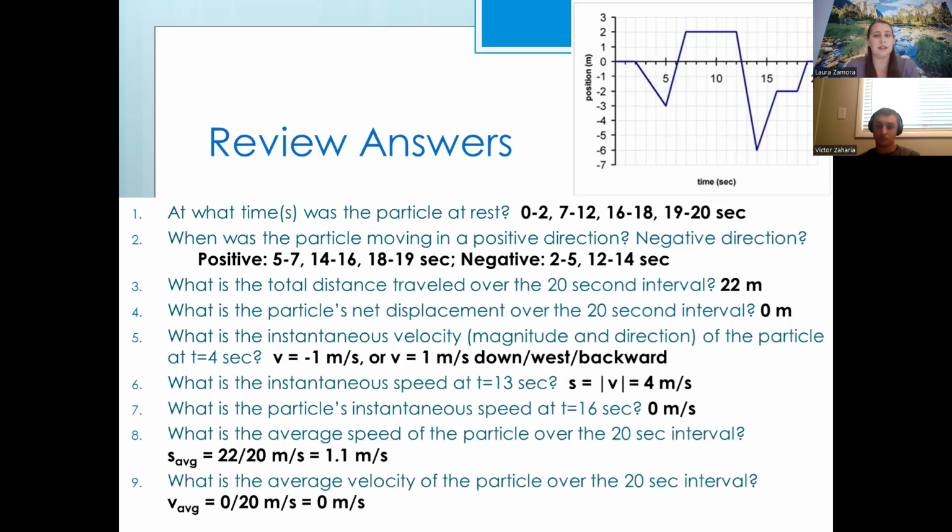Number 5, what is the instantaneous velocity, magnitude and direction, of the particle at t equals 4 seconds? Right, so you can see that's right before the point at 5 seconds. So we do have an actual slope that we can calculate here. The slope at this section for the entire section is -1 meters per second. Or you could say the velocity is 1 meter per second down or west or backwards, some negative direction. Right, remember in this first answer, the negative sign itself implies the direction. So the magnitude is 1, the direction is negative.